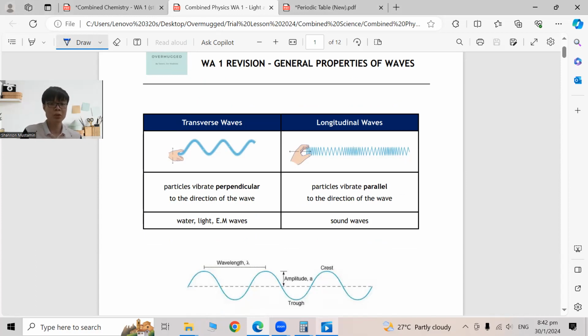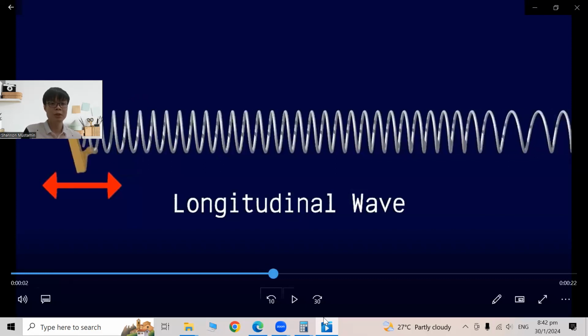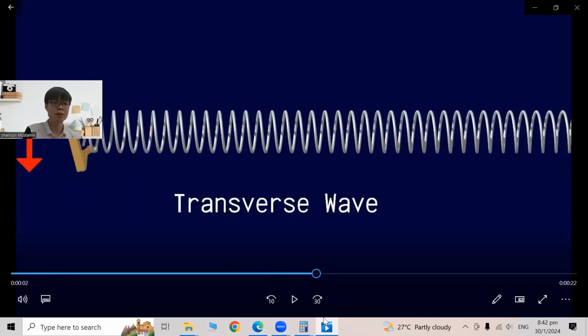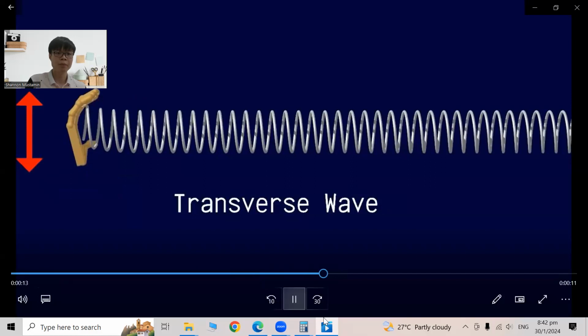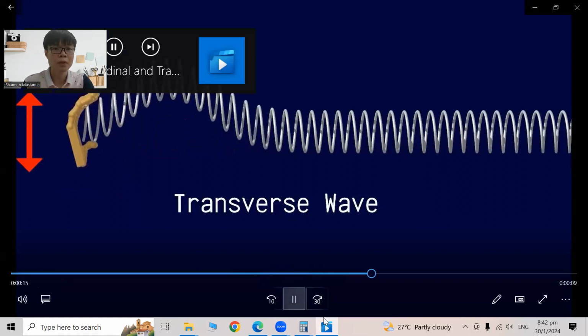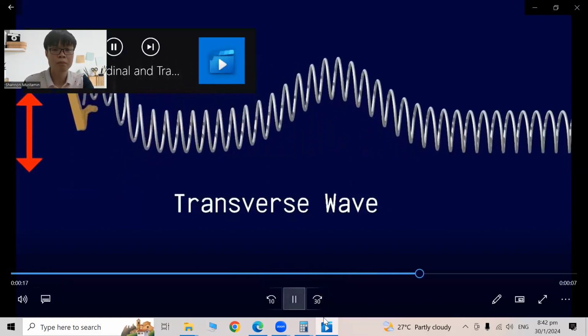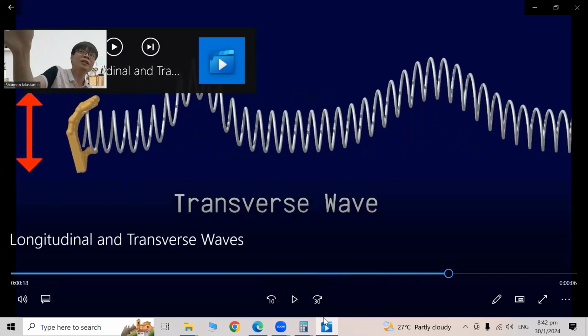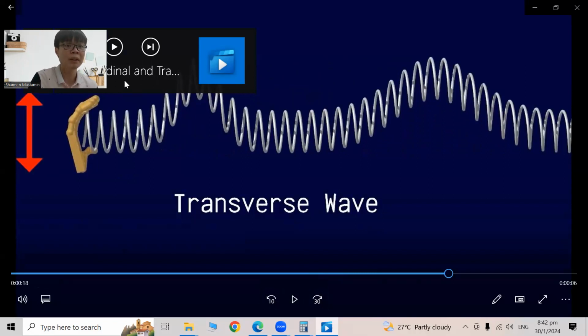Okay, so just to show you all a video, your transverse waves. Okay, as you can see, the wave is moving from left to right, but how are the particles in the spring moving?